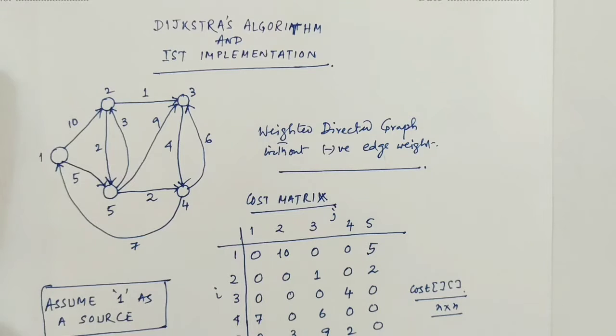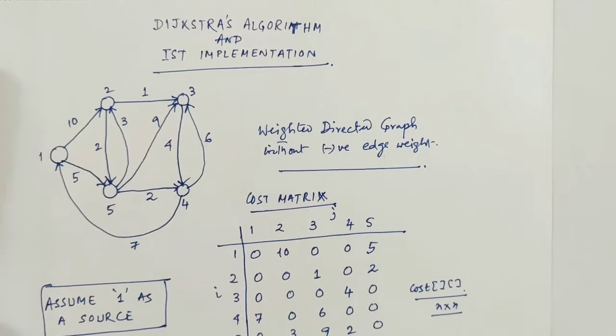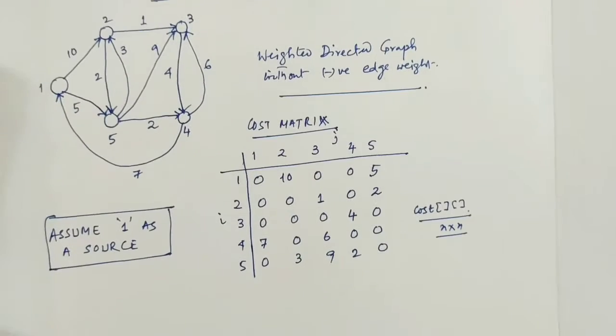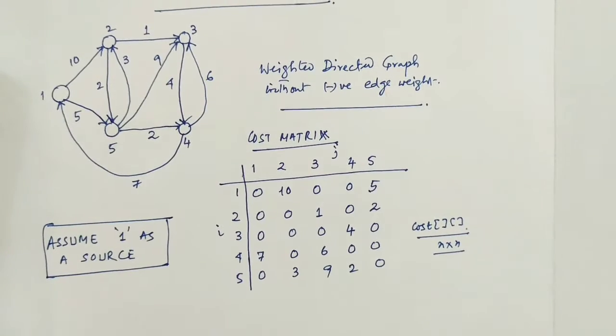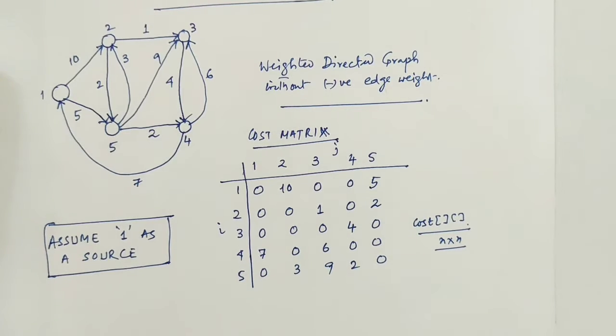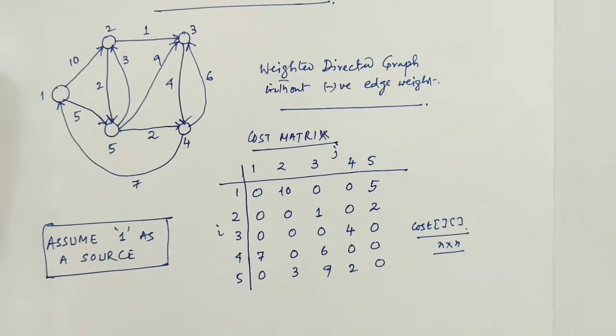Before proceeding to implement any graph algorithms, that may be Dijkstra, DFS, BFS, or even Prim's or Kruskal, you have to build up a cost matrix of the graph. Otherwise you cannot represent the graph in memory. As the graph consists of 5 vertices, the cost matrix should be 5 cross 5. Here I have formed the cost matrix in such a way that if there is no edge between 2 vertices, I put 0. If there is an edge between 2 vertices, I put the edge weight. For a self loop, I consider 0 because in this graph there is no self loop.